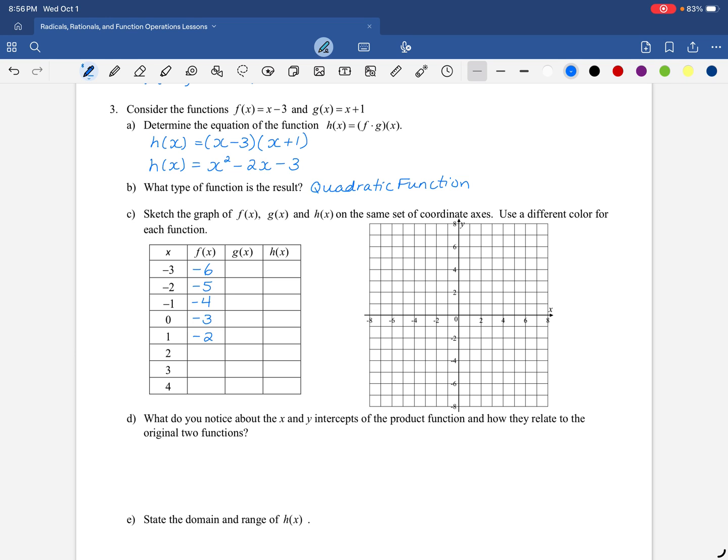If I place a 2 into the x position, negative 1. If I place a 3 into the x position, I should get a 0. And if I place a 4 into the x position, I'm going to get a 1. So that was a nice simple one.